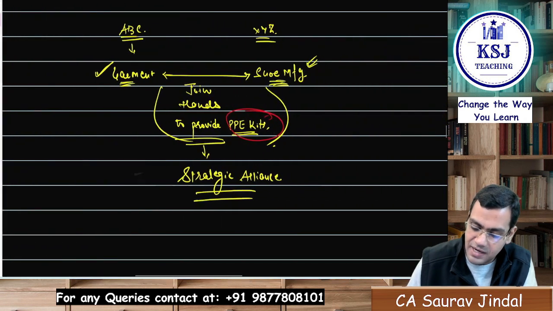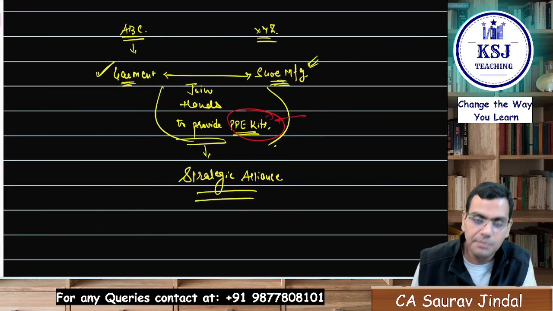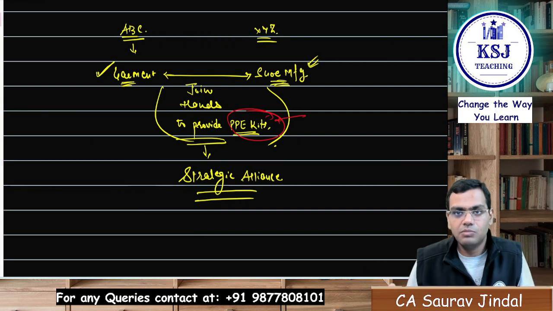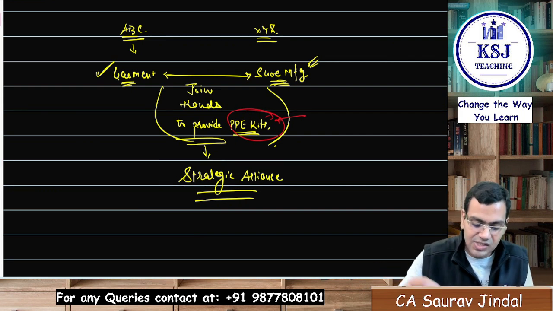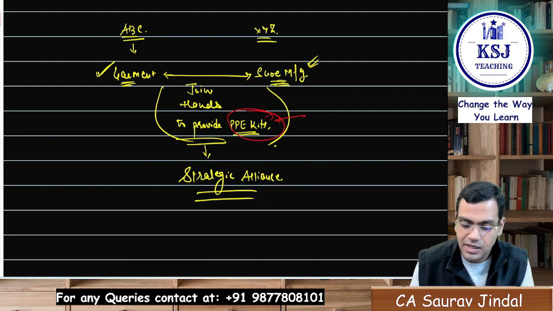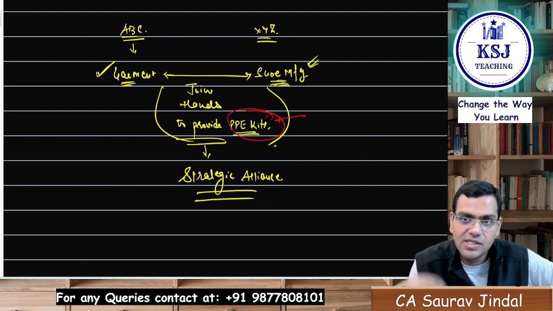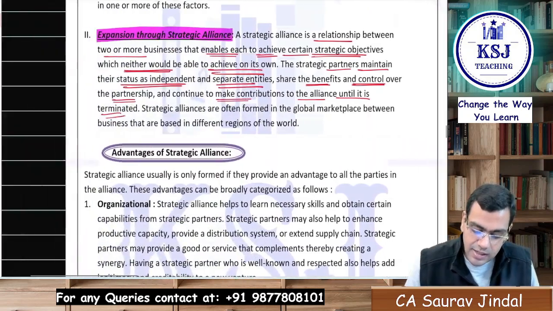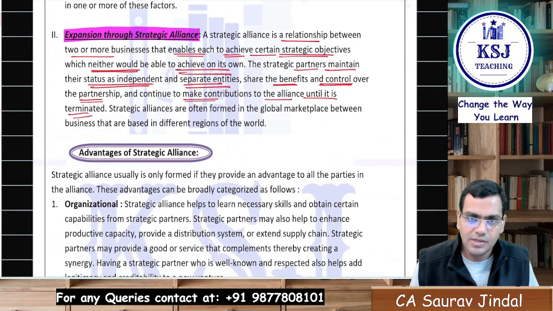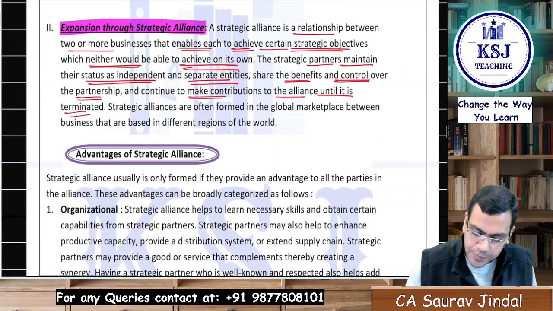So whatever benefits they earn from selling the PPE kits will be shared between both, right? Both will have a say in this particular partnership. They are making a partnership for this particular project, so they will have a say in it. Whatever profits they earn will be shared between ABC and XYZ Limited, right? And they will keep on contributing until this alliance is terminated.